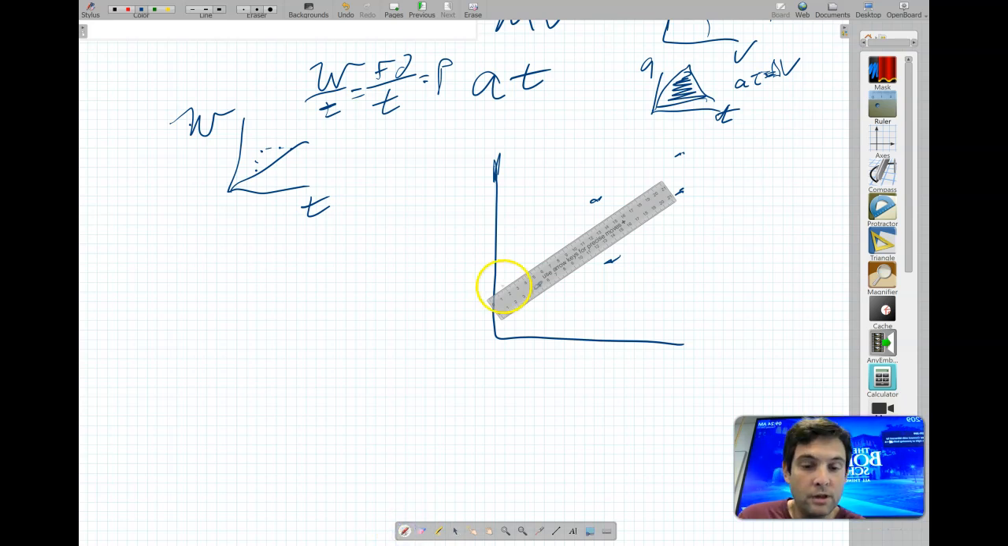If you don't have a ruler, use a second pen, use the side of the sheet. Whatever it is, you want this line to be nice and straight. See what I'm doing here by going back and forth? Don't do that. It needs to be one straight line, just like that.